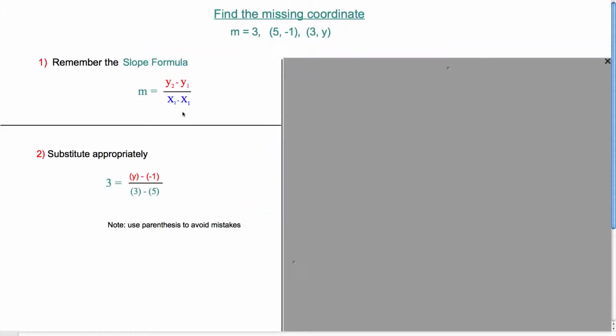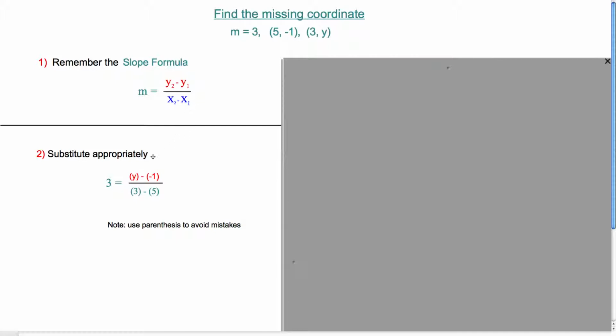The first is, did you remember the slope formula accurately? That the slope is equal to y2 minus y1 over x2 minus x1. Notice your y values are in the numerator and your x values are in the denominator.